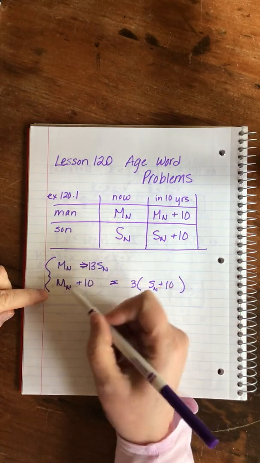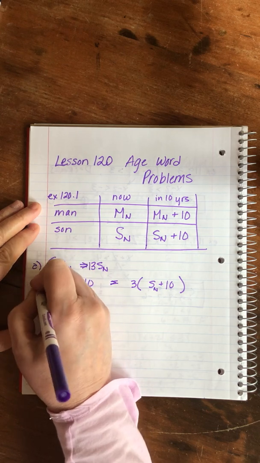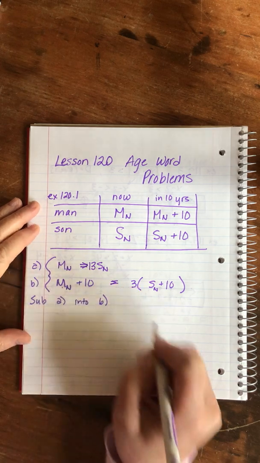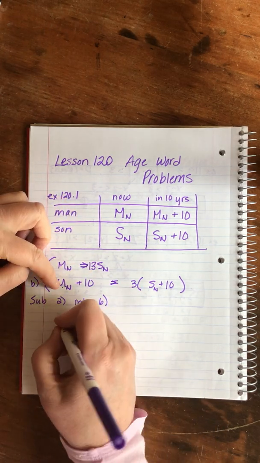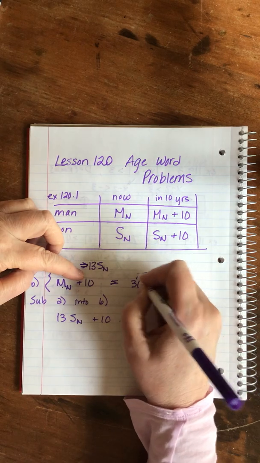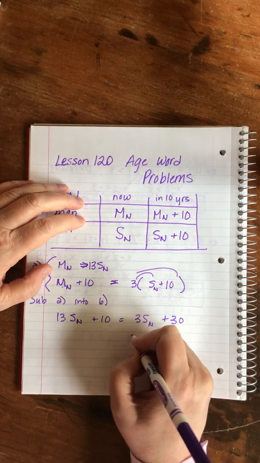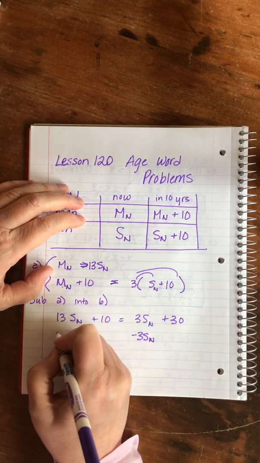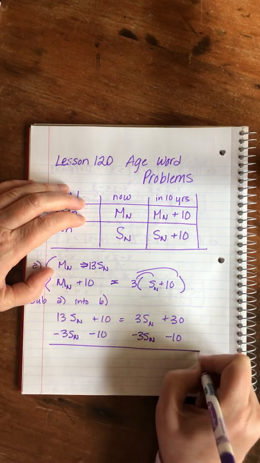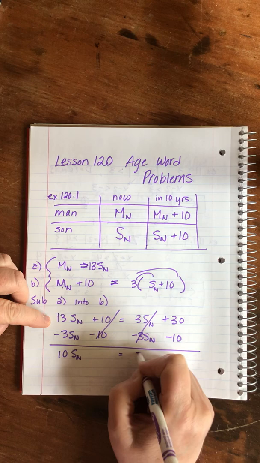I can see that if we substitute this in here, we're going to be okay, right? So let's do that. This is A, this is B. We're going to substitute A into B. This goes in here, right? So 13Sn plus 10 equals, and then let's distribute, 3Sn plus 30. All right, I'm going to subtract. Now we're just algebraizing, right? Minus 10, minus 10. Okay, that's gone, that's gone. 10Sn equals 20.